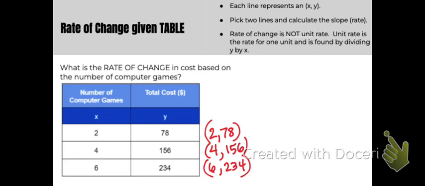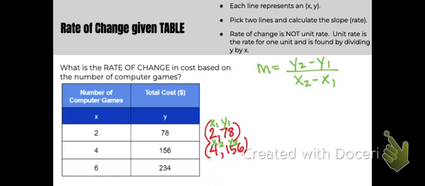So let's label those X and Y. We'll call this X1 and Y1 and X2 and Y2. And then we're going to just substitute these into our slope formula. So when we substitute them in, this is what we get. And then you start to simplify. So let's subtract the numerator and the denominator, and then divide. And we get 34.